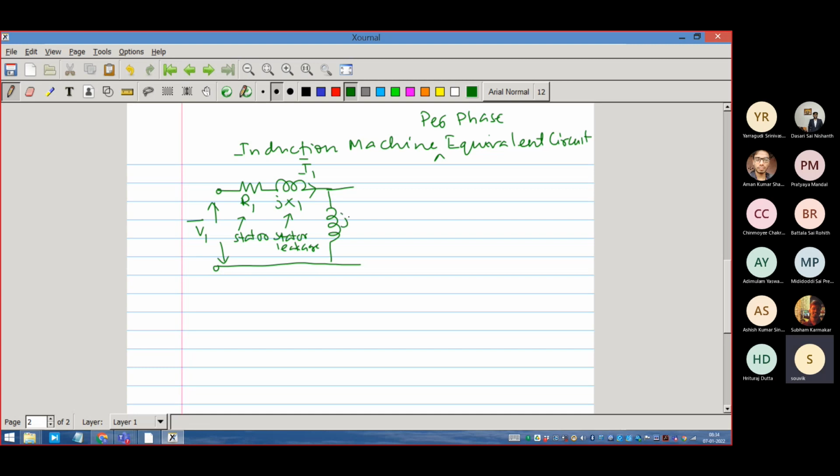This is JXM, magnetizing reactance. Then we have rotor side leakage, JX2. It is not the total inductance of the rotor coil, it is the leakage inductance of the rotor coil. And by leakage inductance we mean the flux that is linking only the rotor but not linking the stator coil. The magnetizing flux means the flux that links both the stator and the rotor coil, right?